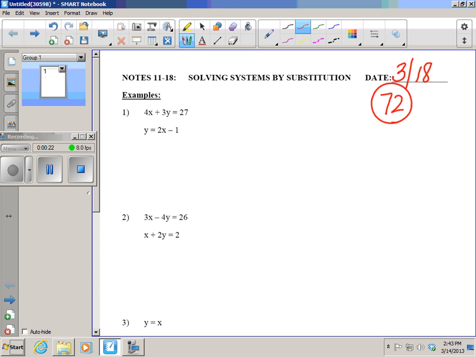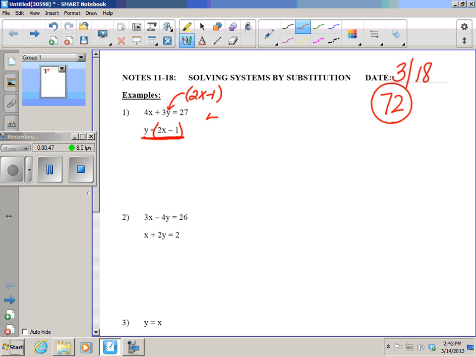So here we go. For substitution, we're looking to have y equal to something or x equal to something. And in this case, we have the expression 2x minus 1. So wherever we see a y, we're going to put the expression 2x minus 1. We're going to follow our distributive property, combine like terms, etc. for all of the solving equation steps.